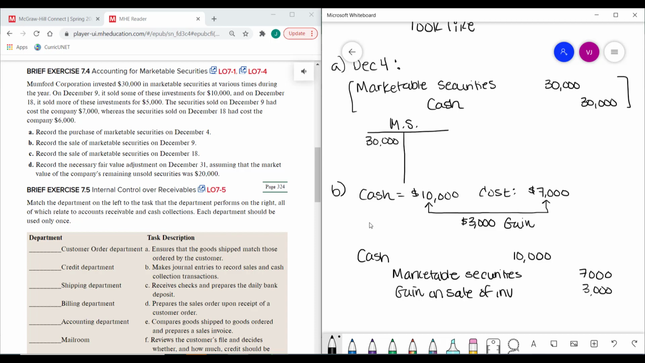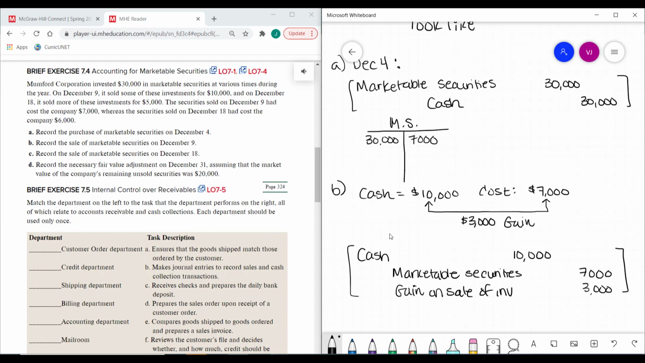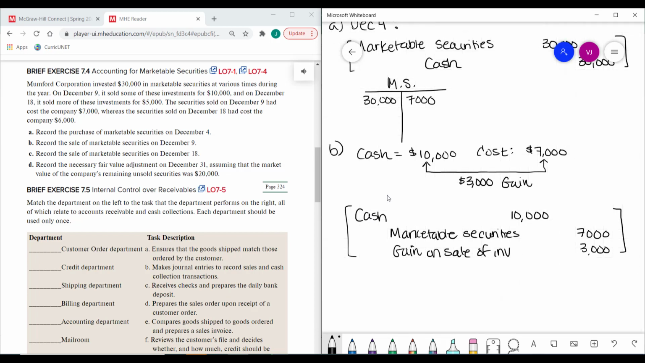This is what we would call a realized gain, but we're going to call it gain on sale of investment. That's the common account name. So don't choose realized gain when you journalize this in Connect. You want to use gain on sale of investment. Okay? So here, under marketable securities, I'll update that T account and just show that I'm crediting that account for $7,000. And this was December 9th.